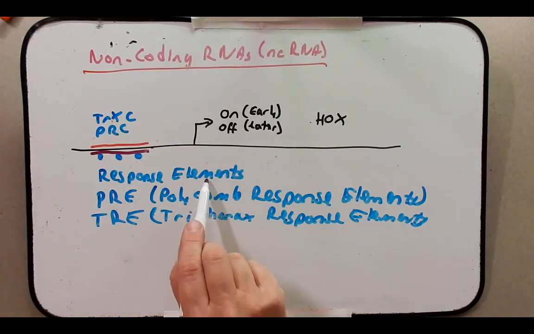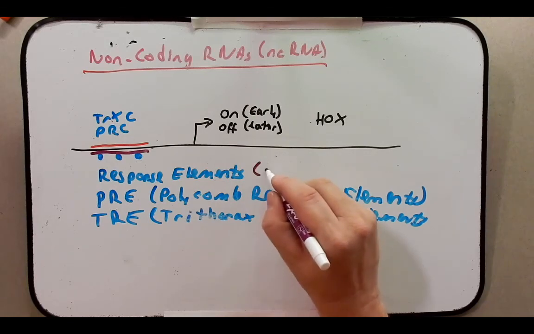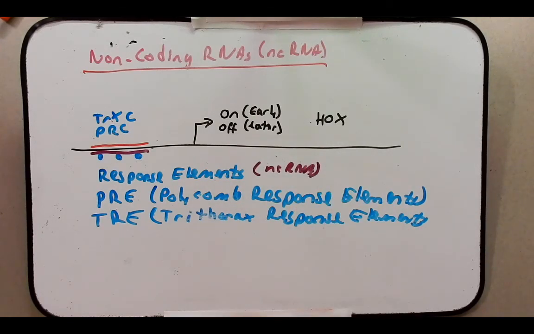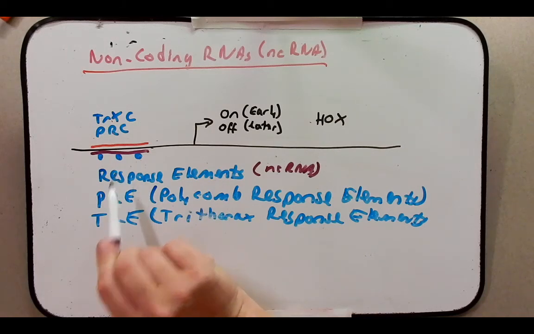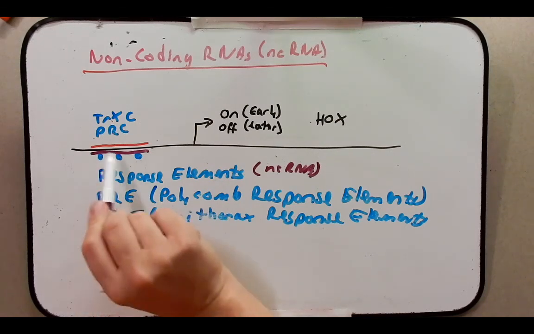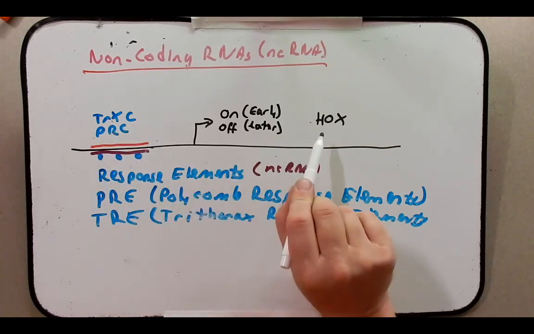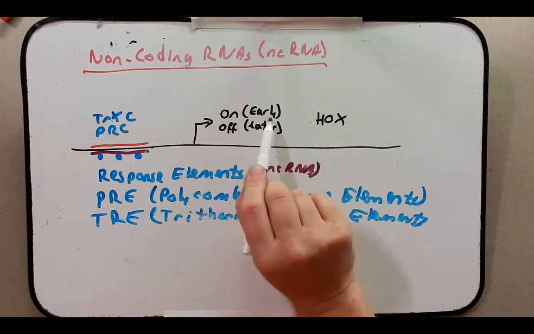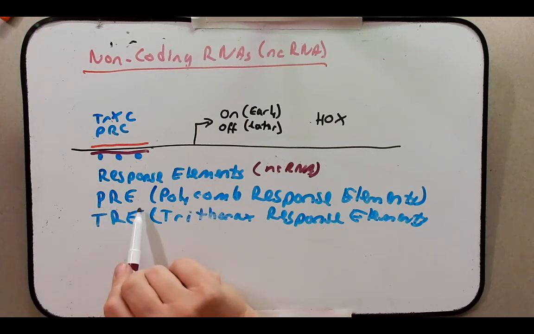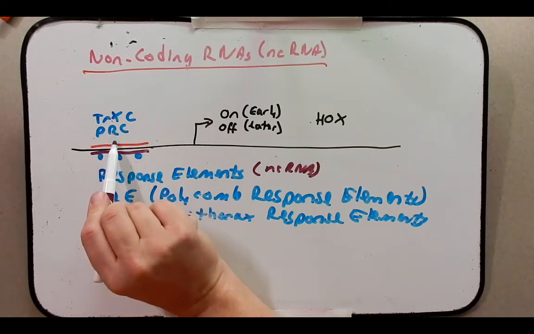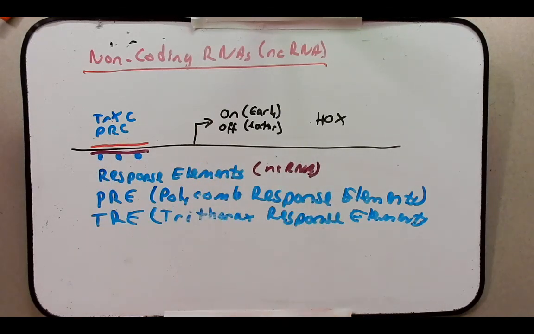These are the response elements. The response elements are the non-coding RNA, and it plays a very critical role. If the TRE element binds, it will bring in TRX complexes and turn on these Hox genes at the right time of development. If the PRE non-coding RNA binds here, it will bring in the repressive complex, the Polycomb repressive complexes, and turn off transcription.